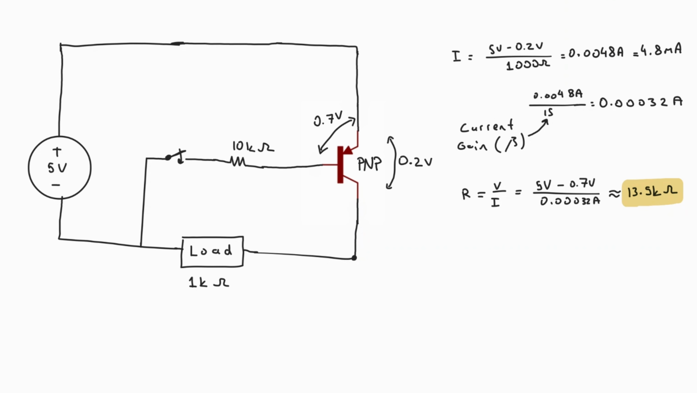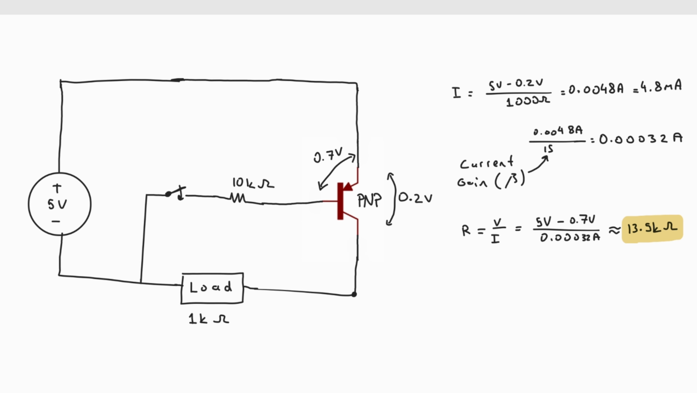And here's the PNP case. As you can see, it's the same situation. We first calculate the current going through the transistor, and then we calculate the base current based on the gain value. Then we calculate the resistance, but then we make it a little bit less so we know for sure enough current is going to pass through the base and saturate the transistor fully.